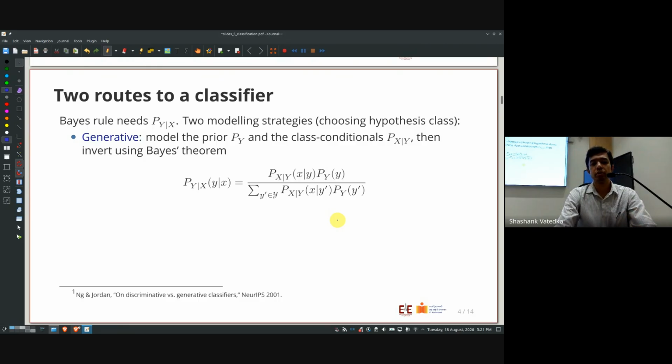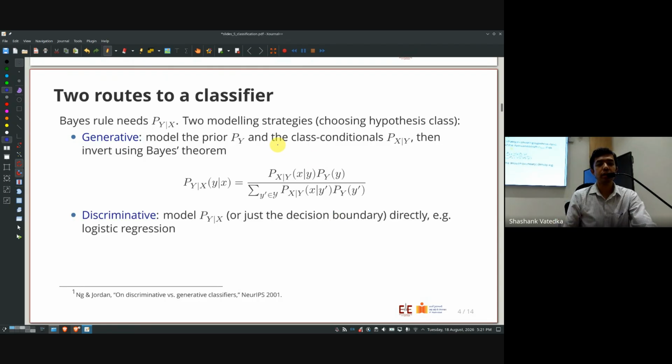One is a generative approach, where you model the prior and the class conditionals as coming from some class of distributions and try to fit the distribution depending on the data that you see. That's called the generative approach. And then, having fit this data, you again do the Bayes optimal rule for that class of distributions. You just use Bayes theorem to evaluate the probability of y given x. The other approach is the so-called discriminative approach, wherein your model itself tries to approximate p(y|x).